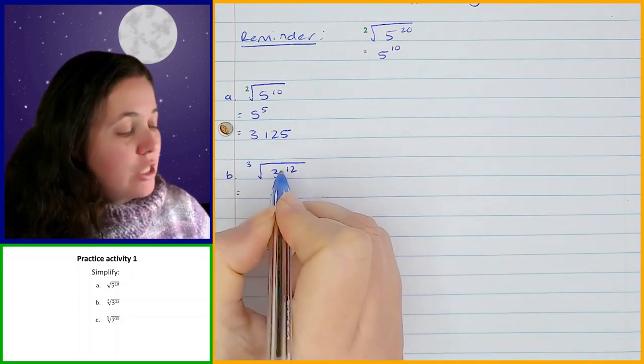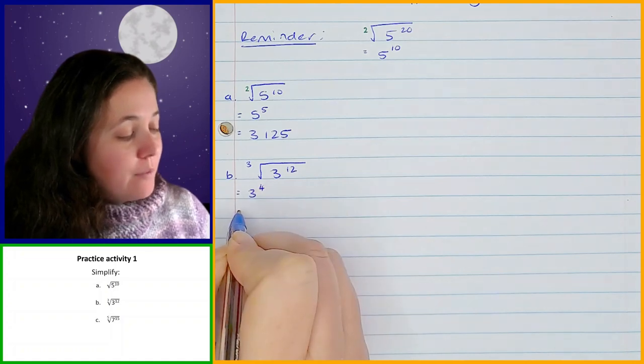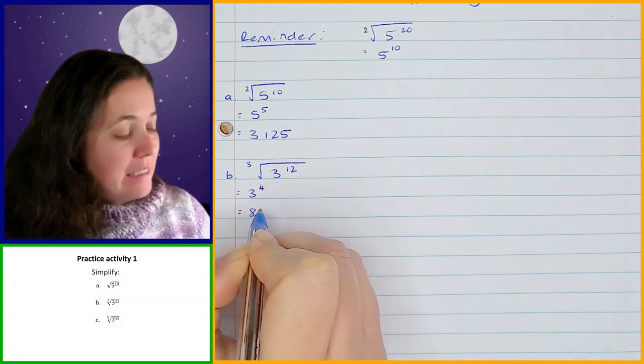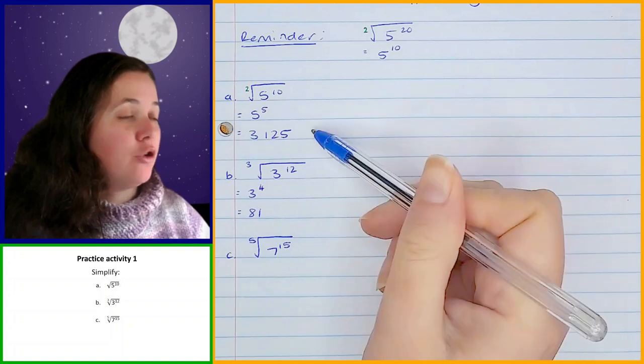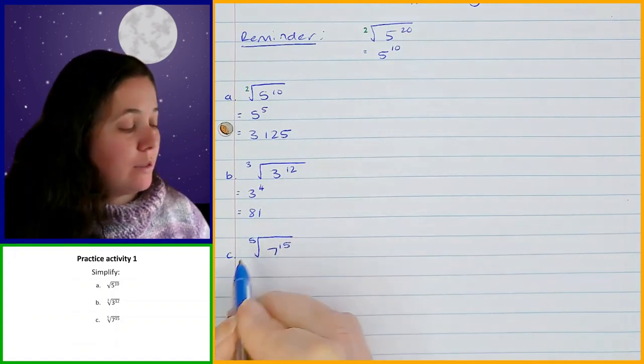Okay, the next one, we had the cube root of 3 to the power of 12. If you divide the 12 by 3, that gives you 3 to the power of 4. And when you work out 3 to the power of 4, that is 81. This one over here, you could have left as 5 to the power of 5, but this one you do need to work out. 3 to the power of 4 is 81.